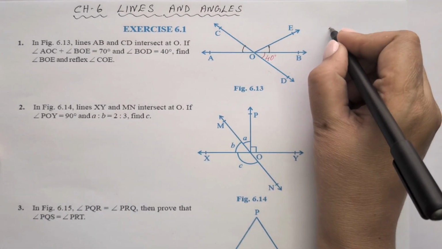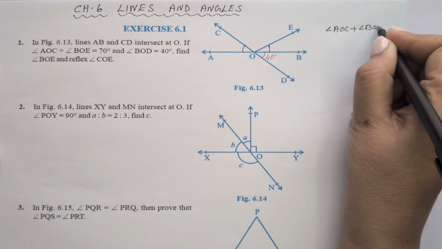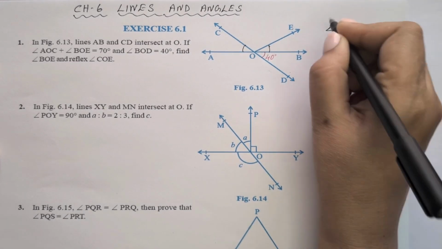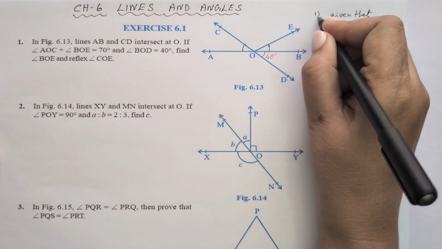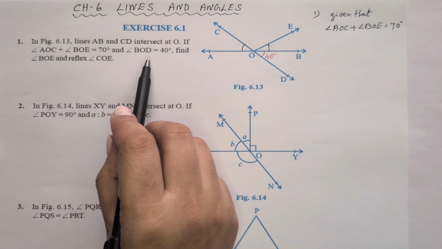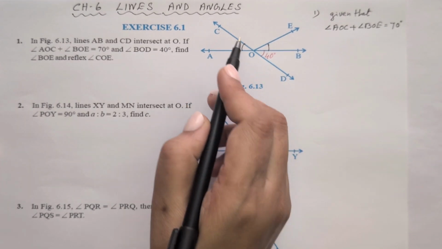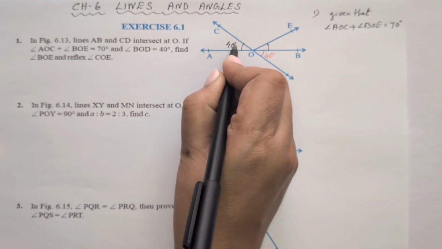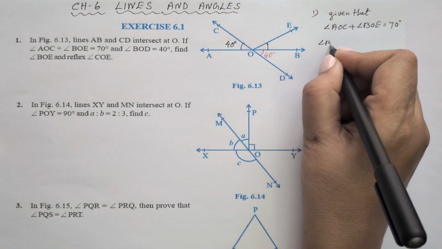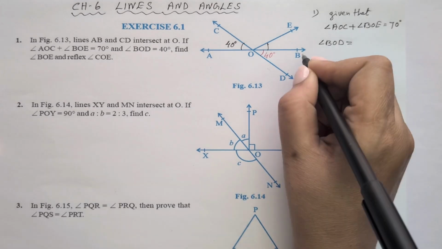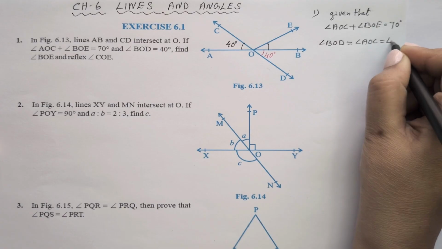That means angle AOC plus angle BOE is equal to 70 degrees, given that. And here angle BOD is 40 degrees. If angle BOD is 40 degrees, these two are lines, then this angle also will be 40 degrees. That means angle BOD is equal to angle AOC, and that is equal to 40 degrees.